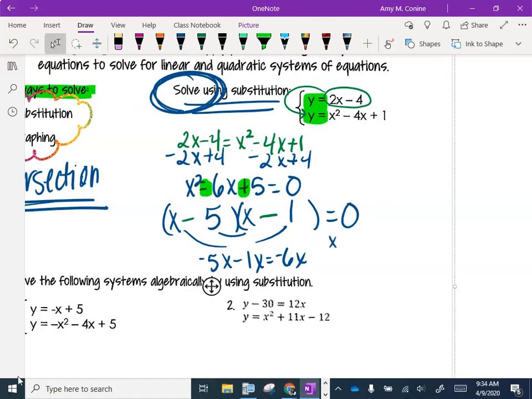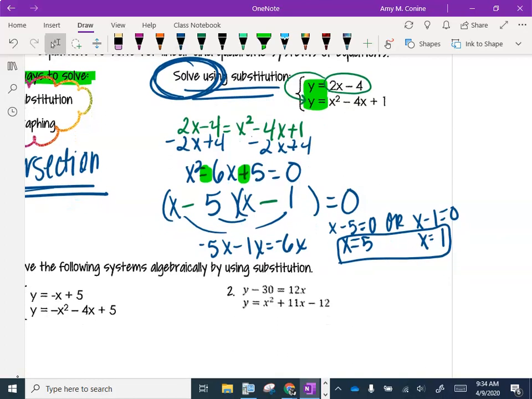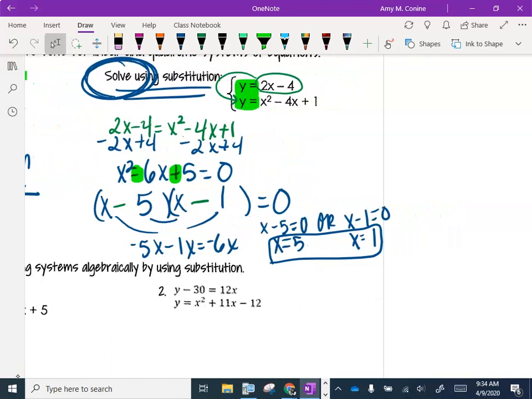So when I separate, like we've learned how to do, this is the one difference of finding roots versus finding the intersection. We're still going to solve for x. So this means there is an intersection at x equals 5 and x equals 1. So what we're going to do is plug in and see where that intersection is.